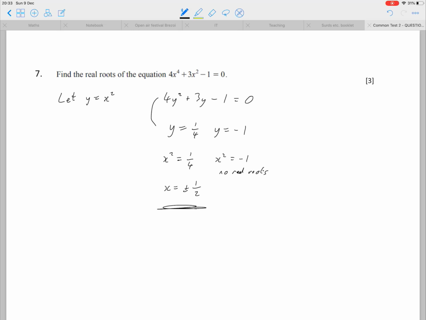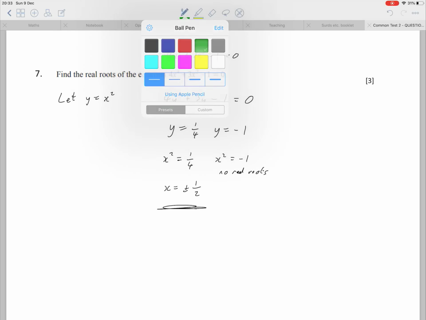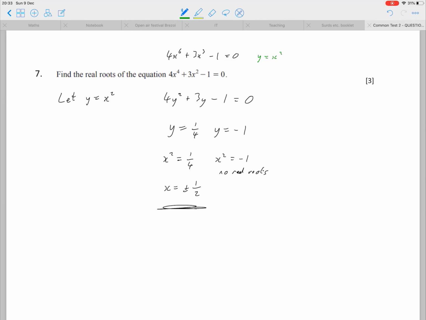Just to point out again, to go from here to here, we did use Classwiz on an equation solve, but as I said before, if this was 4x to the power 6 plus 3x cubed minus 1 equals 0, you can still do it with a substitution. It's just that you would use the substitution y equals x cubed instead. You'd still probably be able to solve it without any fuss. It's just that you wouldn't be able to type this straight into your Classwiz. You have to recognise it as a disguised quadratic.